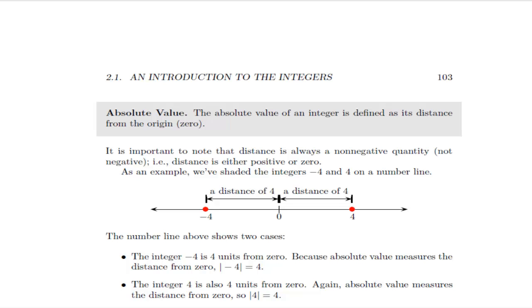As an example, we've shaded the integers -4 and 4 on a number line. The integer -4 is 4 units from 0. Because absolute value measures the distance from 0, the absolute value of -4 equals 4. The integer 4 is also 4 units from 0. Again, absolute value measures the distance from 0, so the absolute value of 4 is also 4. The distance is 4 in both cases.